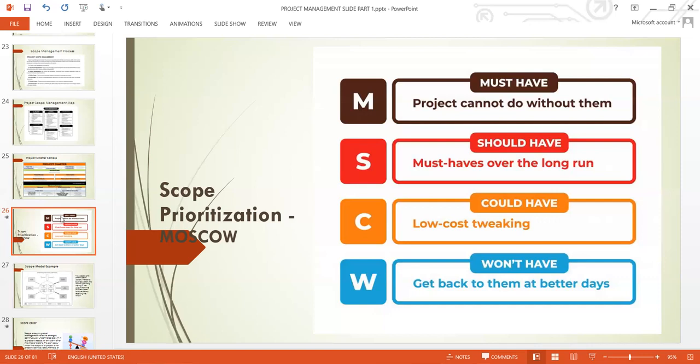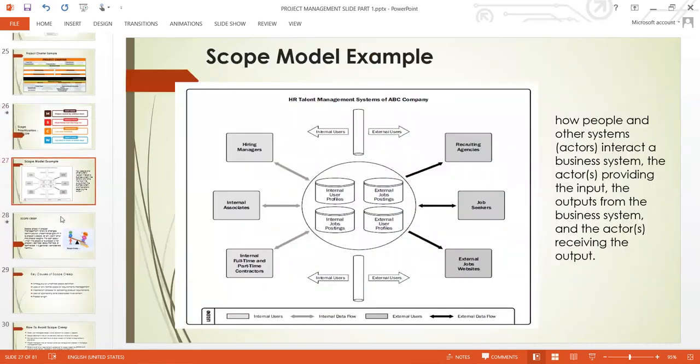That's done. I will look at an example of a project scope, so you can see how the scope looks. This is an example I picked to illustrate how it looks, because it's good to see it. This is a human resources talent management system for ABC company. This is their scope.